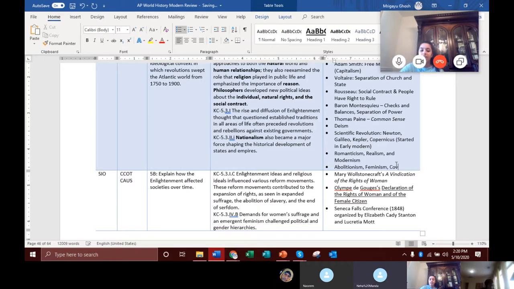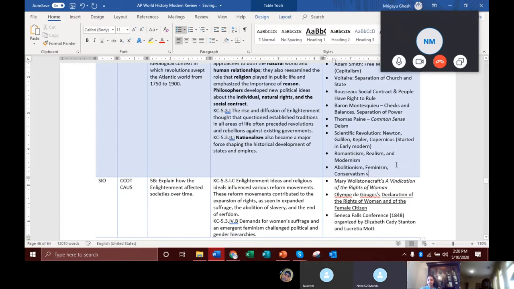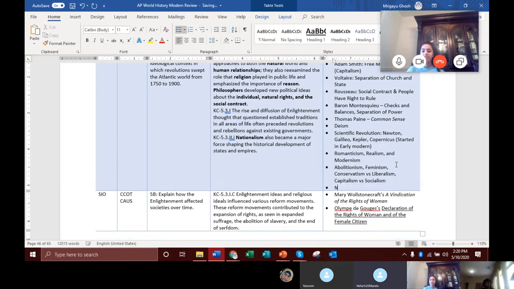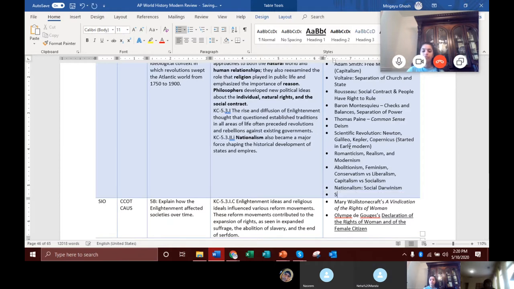Abolitionism, feminism, conservatism versus liberalism, all the isms. That's the big idea in this. Capitalism versus socialism. Social Darwinism. And then we look at nationalism. We'll talk about it in more depth later, but we'll introduce it here. Nationalism with social Darwinism. Right. And then essentially what we're seeing is the secularization of culture and in my book it says the Western crisis of faith. I feel like that's very strong.